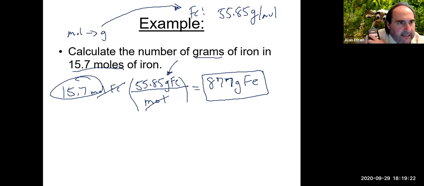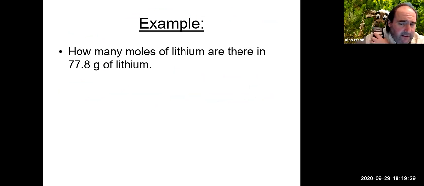So let's take a look at another one here. I think you have, let's see here. How many moles of lithium are there in 77.8 grams of lithium? And again, lithium from the periodic table, 6.941 grams per mole.